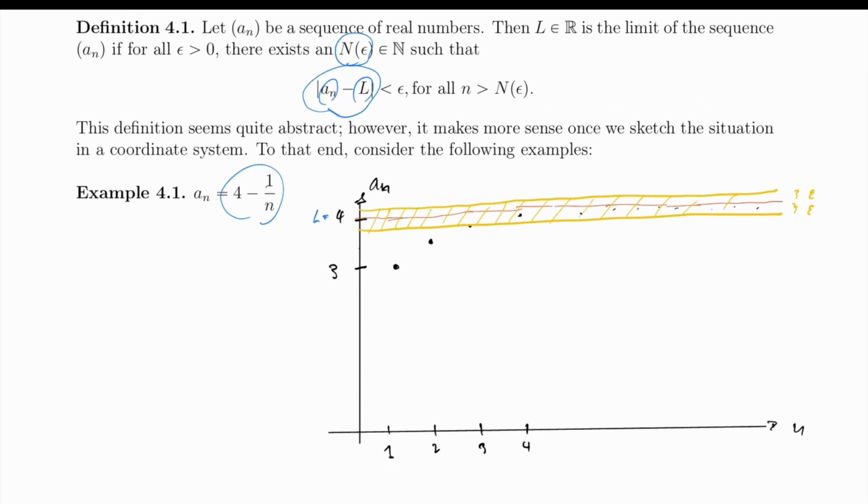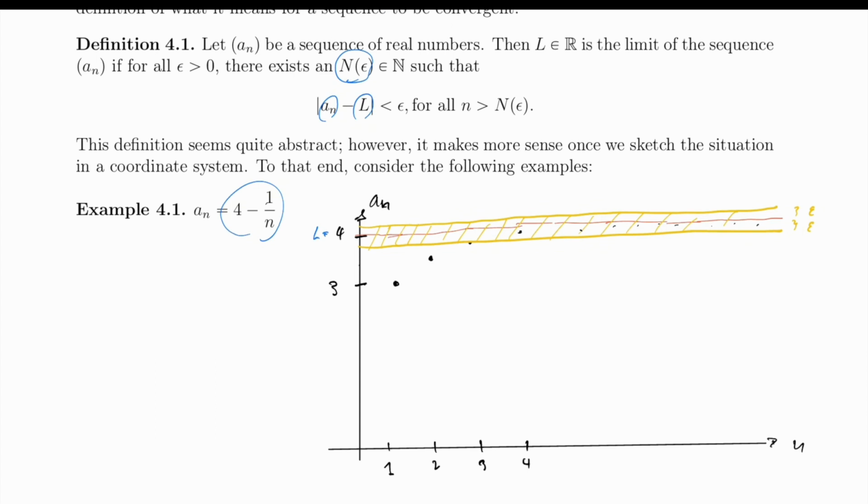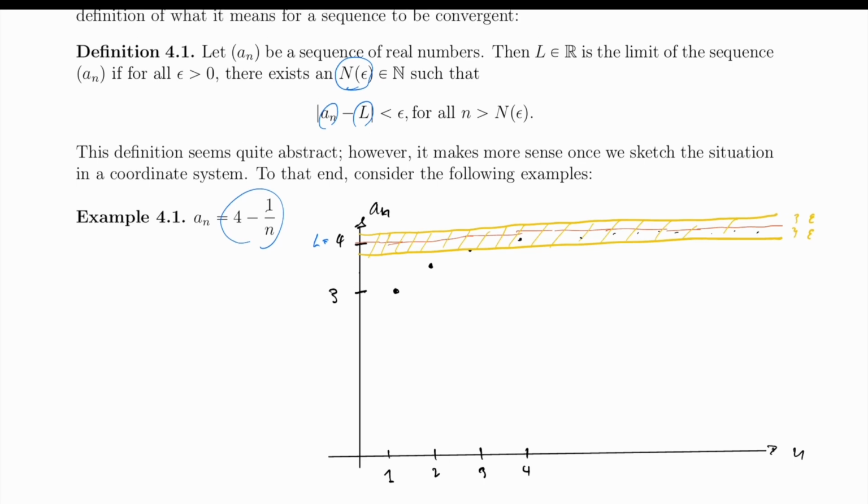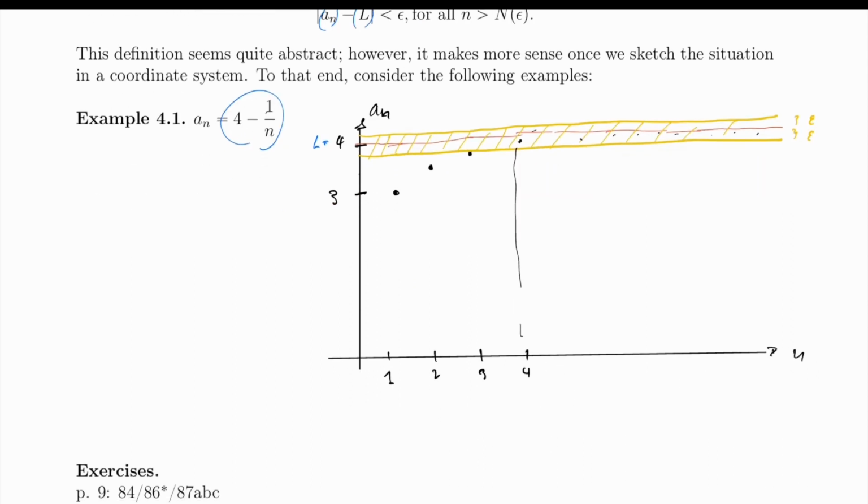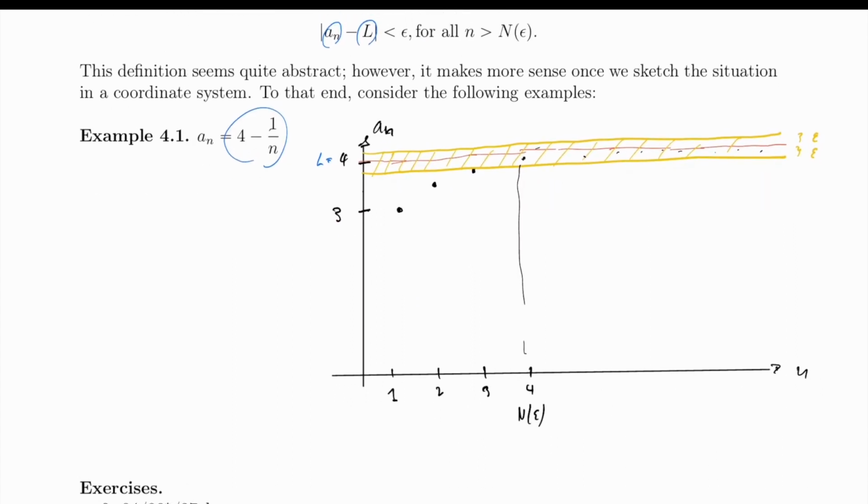So that's just the absolute value of the distance between the element and the limit being smaller than epsilon. And if that is true, then L is the limit of the sequence a_n. So here, for instance, for my specific epsilon band, maybe this element would still be just outside the epsilon band, and then from 4 on, all the next elements are in the epsilon band. So this 4 here, for instance, would be n_epsilon.